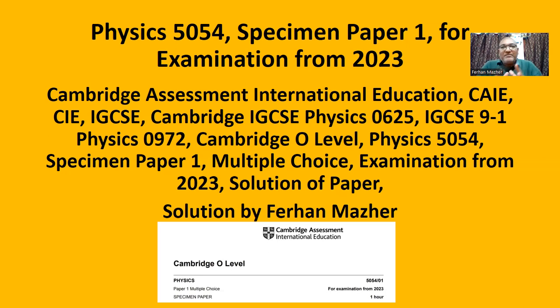This syllabus is going to be assessed from May-June 2023, Physics 5054. It's a multiple choice question paper. The total marks of the paper are 40. The time allowed is 1 hour. There will be 40 MCQs. The new topic which is added, stars, galaxies, and the solar system, will be assessed in this paper also. So we will get an idea of what kind of questions will come from those topics.